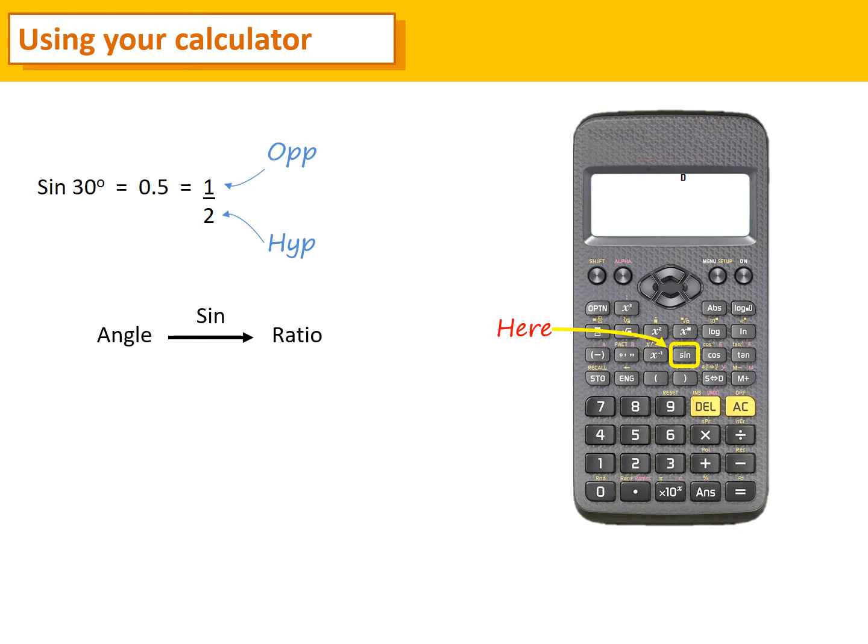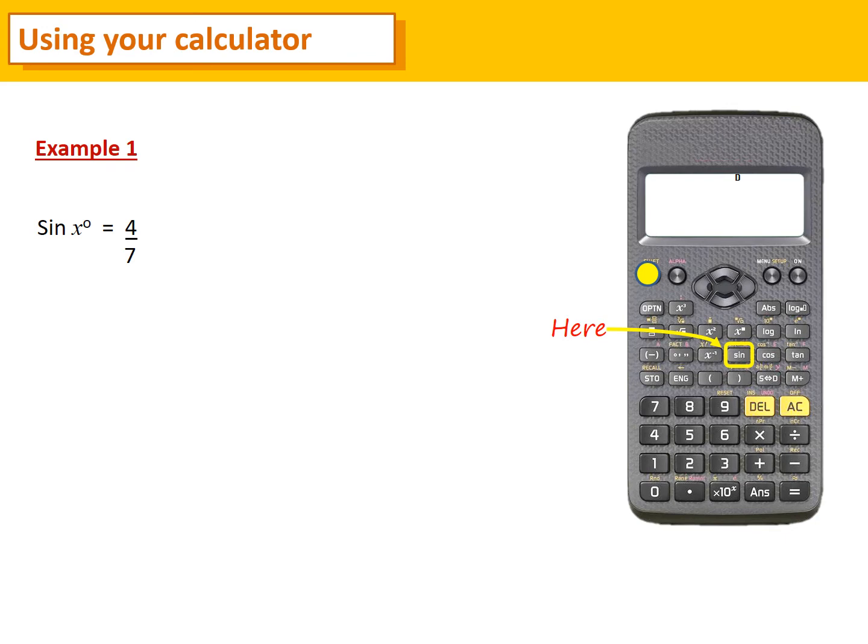But what if you know that ratio, but you don't know what the angle is? How do you get from the ratio to the angle? Well, to go back the other way, we would press on our calculators the shift sine button. Now, shift, if you look on the calculator, is highlighted with the yellow dot. So you'd press the shift button, then the sine button, and then you would input your ratio, and it would give you the angle.